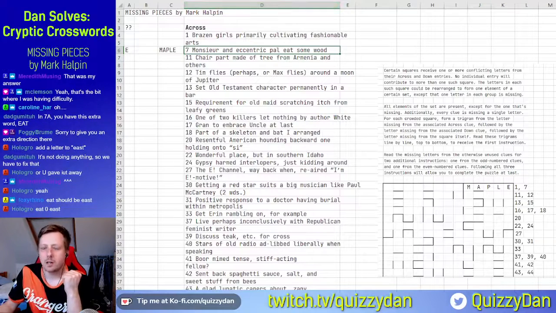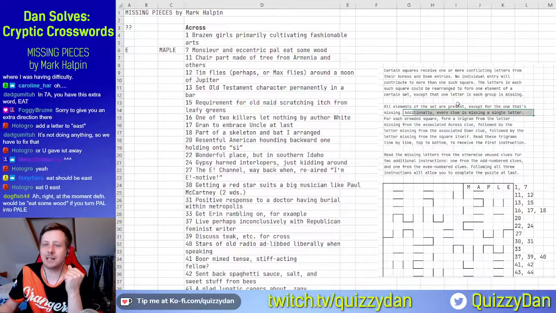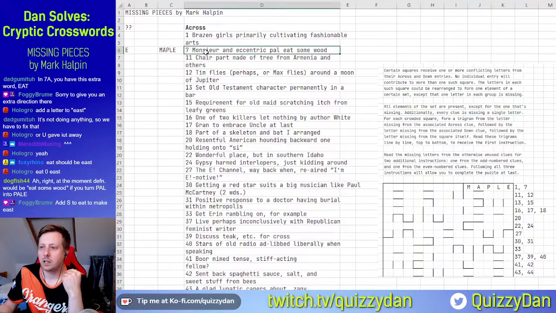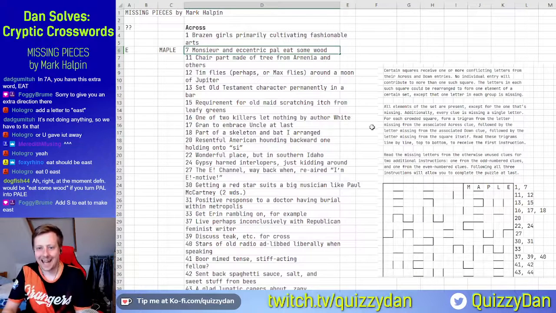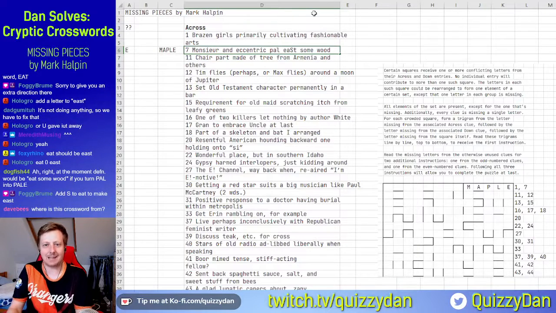Oh! So by saying every clue is missing a letter, it's actually talking about the... No, it is talking about the clue. Right. So the missing letter is actually S. So that should be east. Right. I am getting there now.